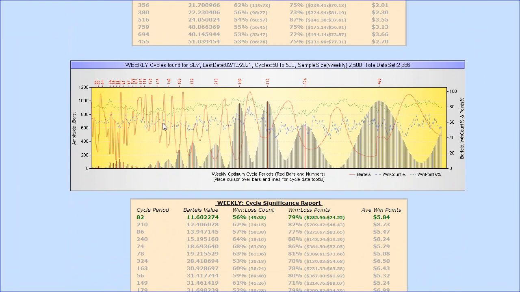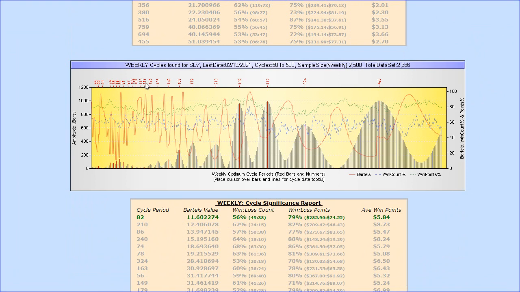Here the red line is Bartel's. So ideally what you want is high amplitude. Amplitude's on the left. You want this to be high. That means the sine wave is well formed. The higher the amplitude, that means it's swinging like a normal sine wave. And you want the Bartel's to be low. A low Bartel's means price is highly correlated to the sine wave it's doing a test on.